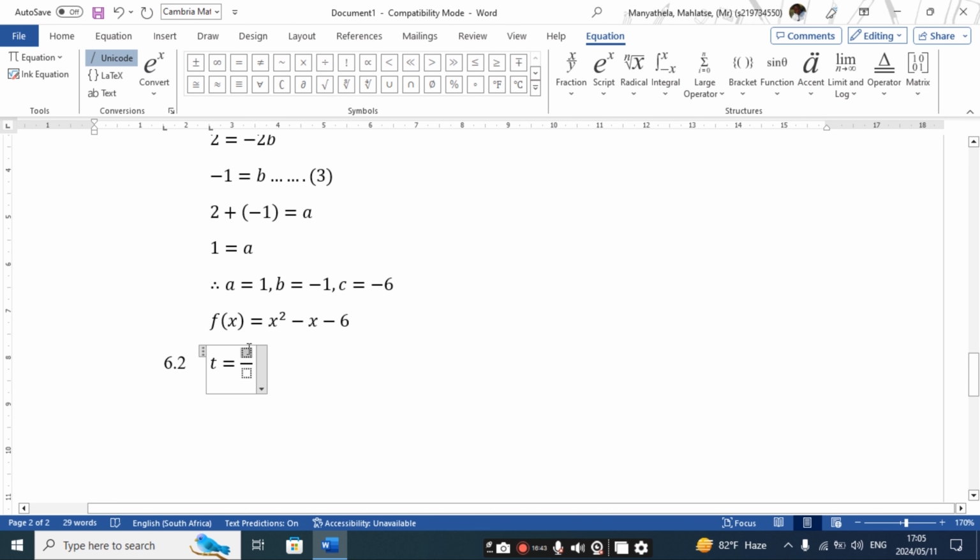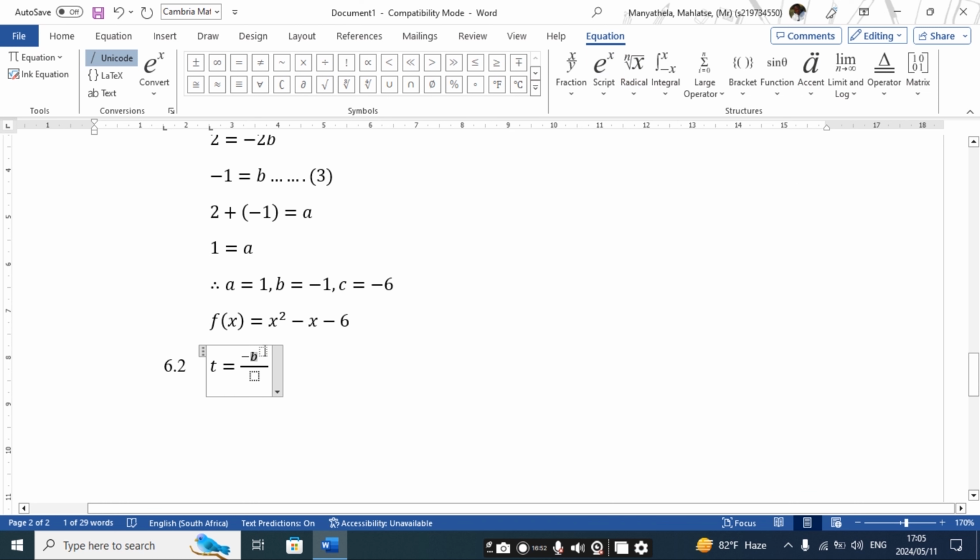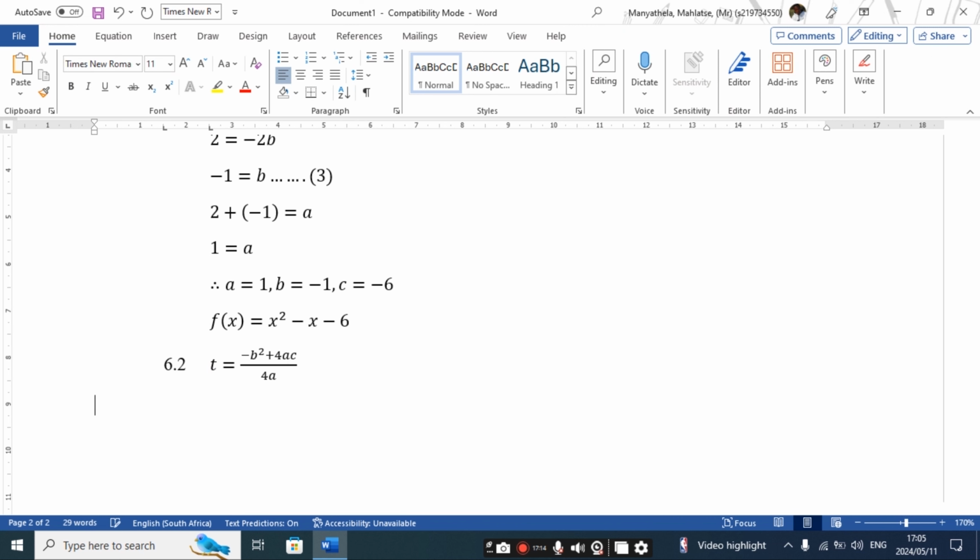T equal to minus b all squared plus 4ac all over 4a. That's how we find the maximum or the minimum value in a quadratic graph.